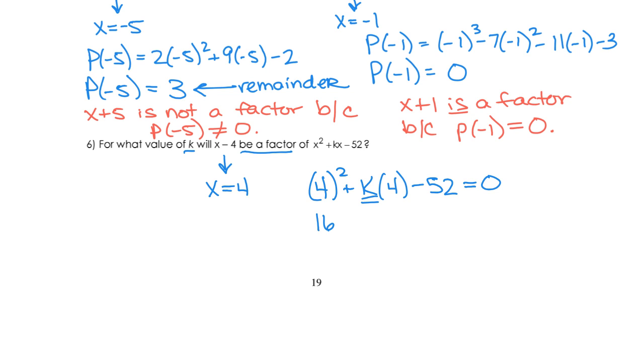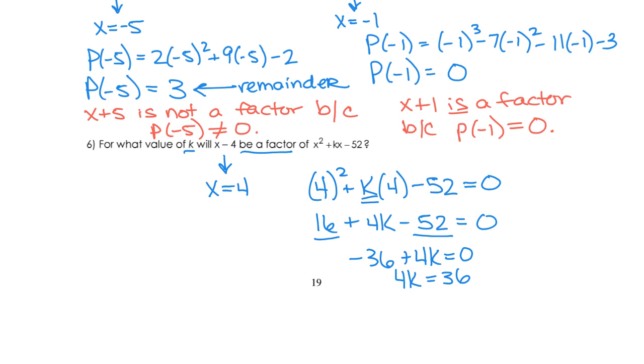All right, so this is 16. K times 4 is 4k. I'm just going to turn that around. Minus 52 equals 0. 16 and negative 52 combine to be a negative 36. And if I add 36 to the other side, 4k is going to equal 36, and I divide by 4, and k comes out to equal 9. And there's my value of k.